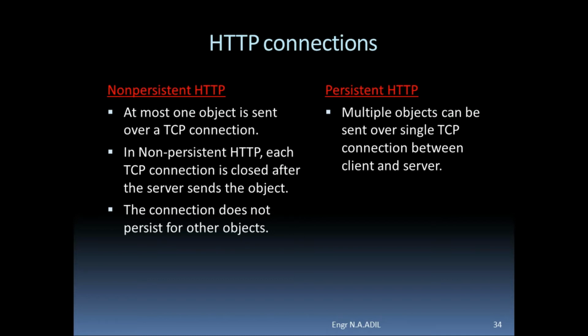As we talked about these two topics in the previous lecture as well, non-persistent HTTP means that at most one object is sent over a TCP connection. In non-persistent HTTP, each TCP connection is closed after the server sends the object, and the connection does not persist for other objects. Whereas in persistent HTTP, multiple objects can be sent over a single TCP connection between client and server.